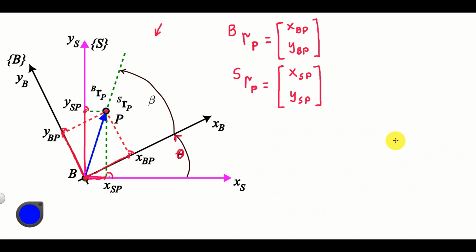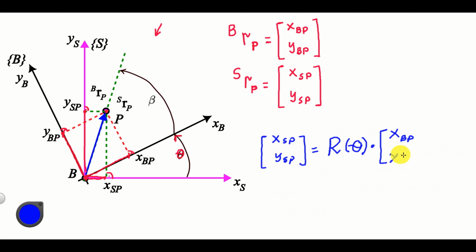In this tutorial, we will show that the solution to this problem can be represented as a single matrix vector multiplication. That is, we will show that the projections of the vector RPS, that is, this vector over here, XSP and YSP, is equal to a matrix that's usually denoted by R and that depends on the angle theta, multiplying the projections of RP in B. That is, multiplying XBP and YBP.